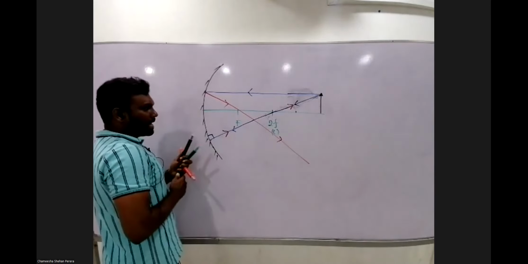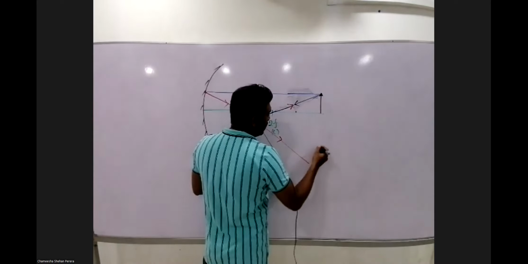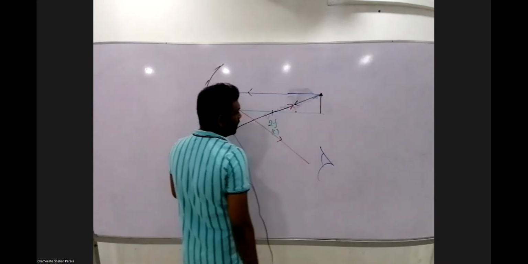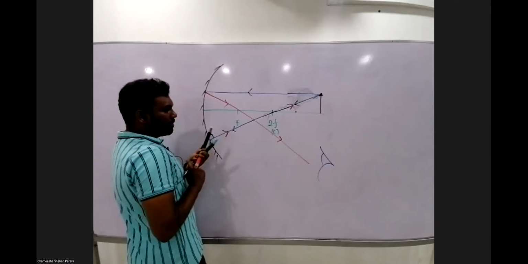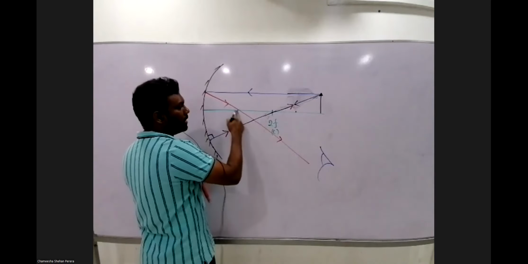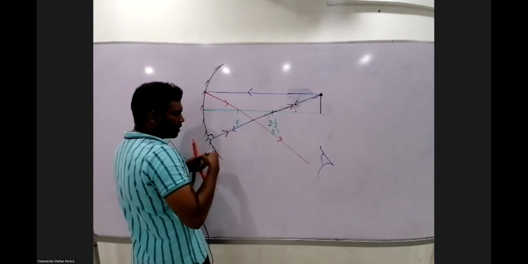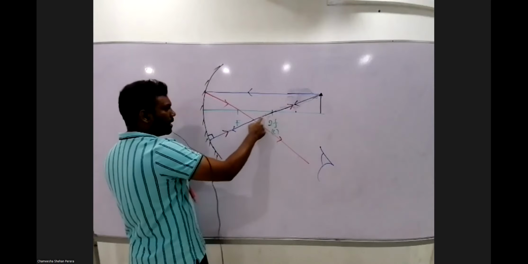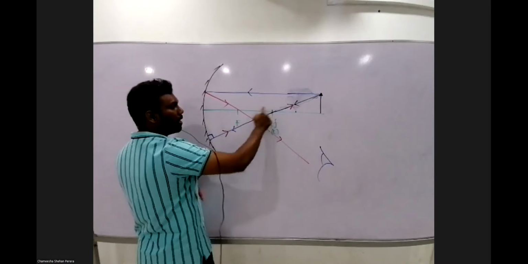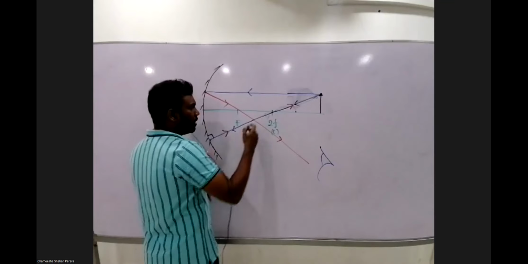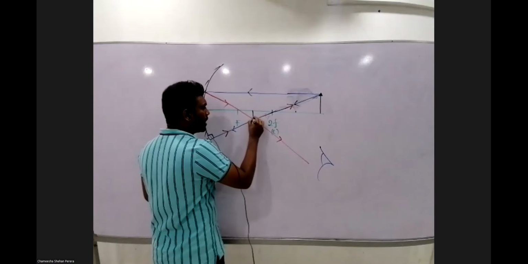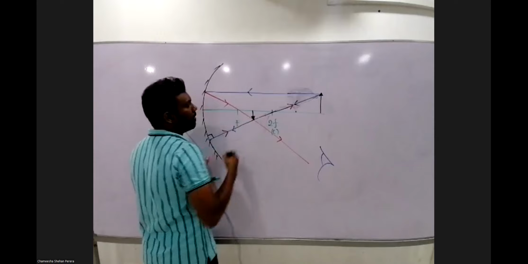So now we are looking at the image from somewhere here, and the place where the two reflected rays meet. This is a reflected ray, and this also has to be a reflected ray. A light ray through the center of curvature is reflected. So the place where the two reflected rays meet is the place where the image is formed.